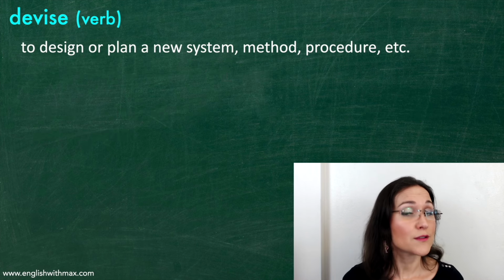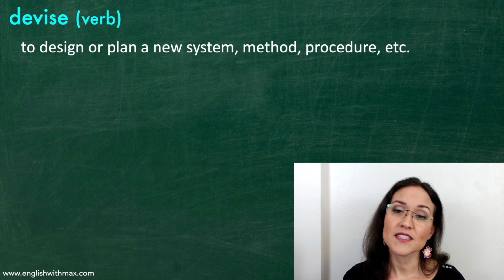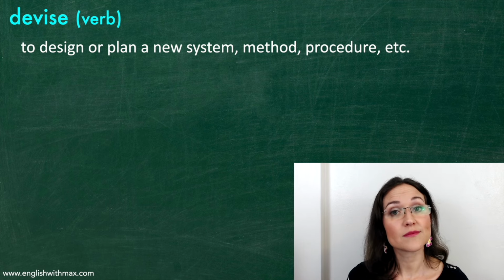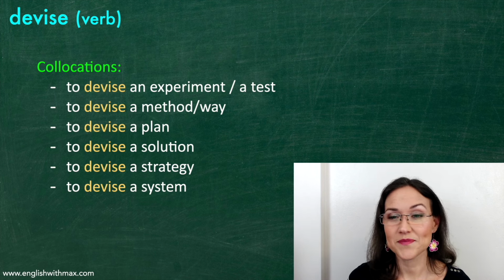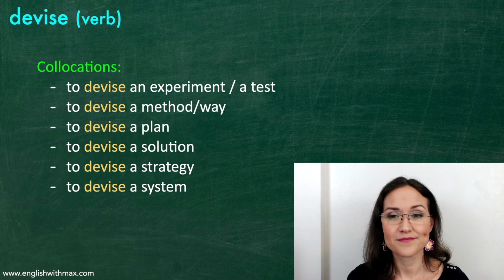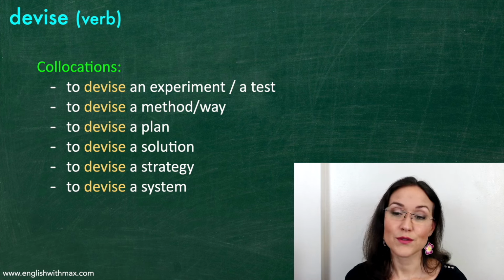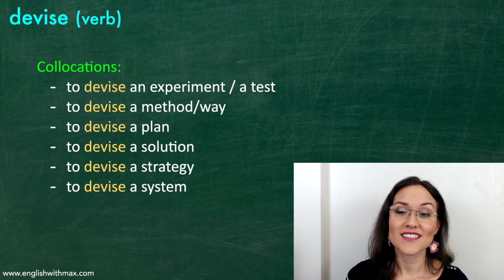Now we have the verb devise. Devise. To devise means to design or plan a new system, method, procedure, etc. Here are some collocations. To devise an experiment or a test. To devise a method or way. To devise a plan. To devise a solution. To devise a strategy. And to devise a system.